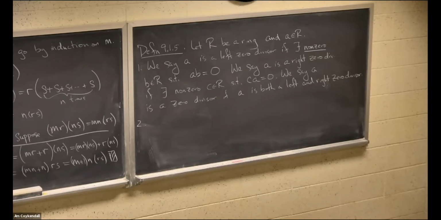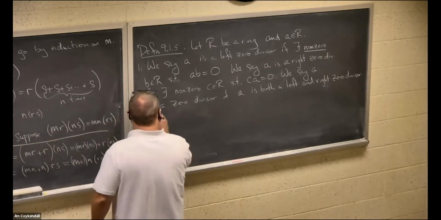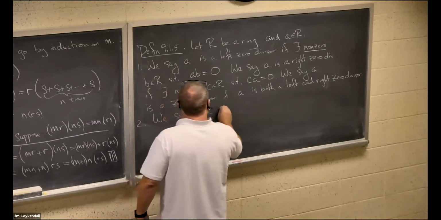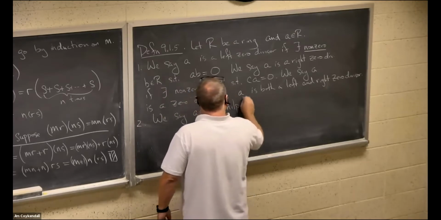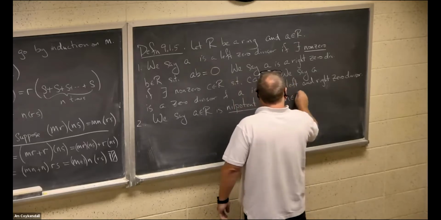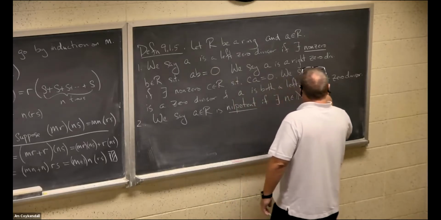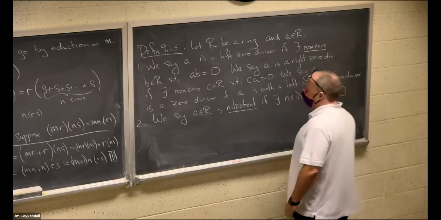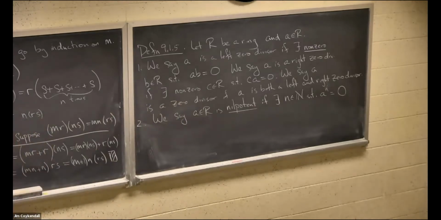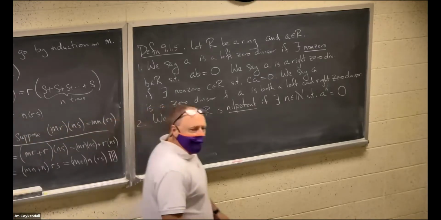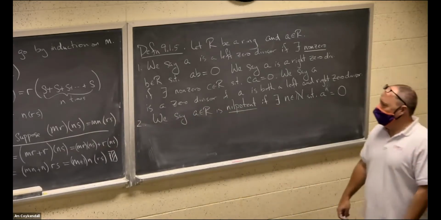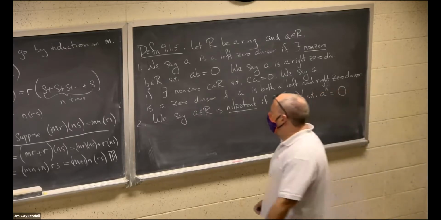Two. We say a is nilpotent if there exists n in the natural numbers such that a to the n is zero. So, in a certain sense, this is even stronger than zero divisor. What it means to be nilpotent is if you multiply a to itself enough times, eventually you're going to get zero. See if you can think of an example of that.